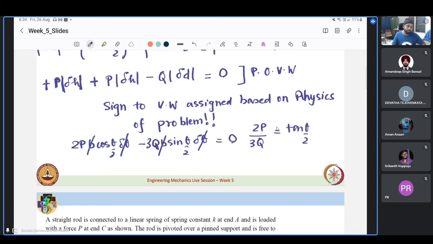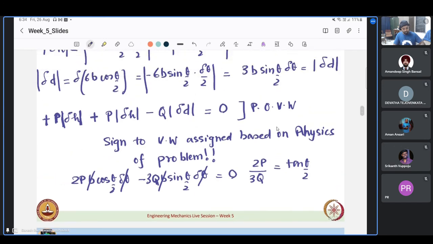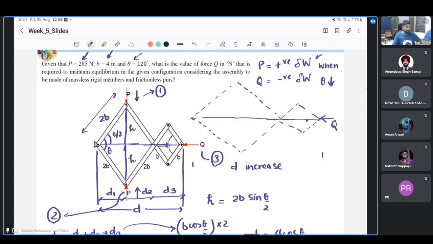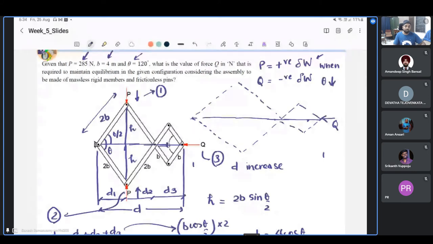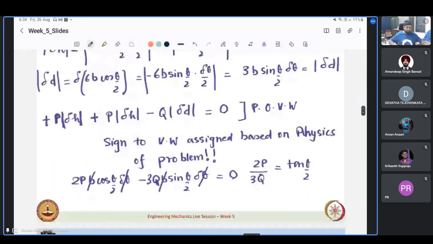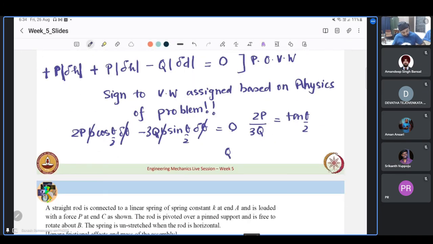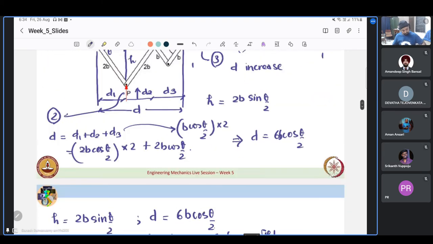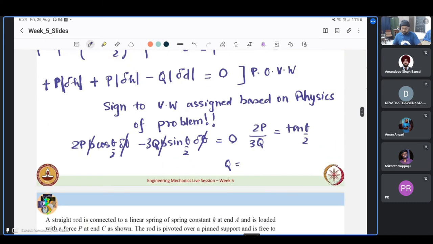So even if you were to assemble a member which has longer arms, let us say if we were to change b and have a member, shrink it, scale it down or scale it up, the ratio in which p and q change doesn't get affected. That is the message we are trying to get from here. Okay, so if we were to substitute, q comes out to be 2 into 285 upon tan 60 by 3. So q comes out as 109.7 newtons.